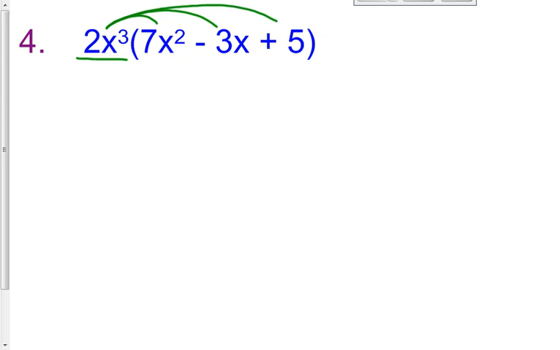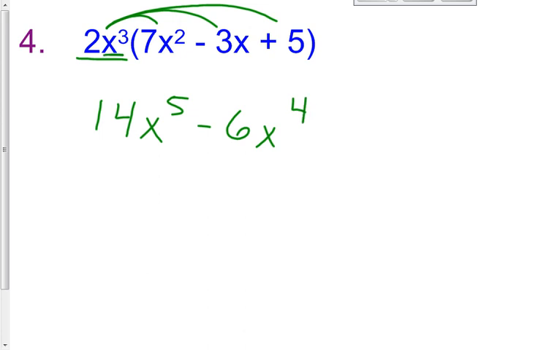So we have the first term of 7x squared times 2x cubed. 7 times 2 is 14. X cubed times x squared is x to the 5th. Now we move on to the second term. 2x cubed times a negative 3x. 2 times a negative 3 is a negative 6. And x cubed times x is x to the 4th.